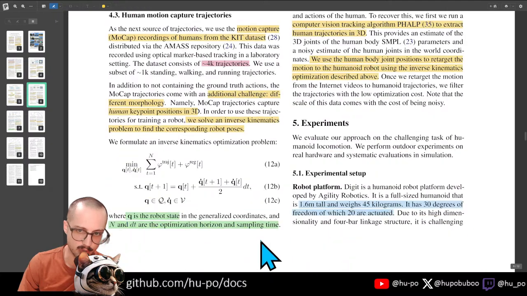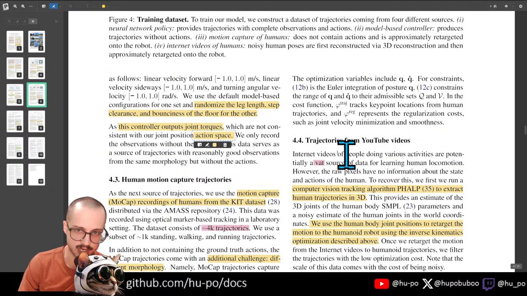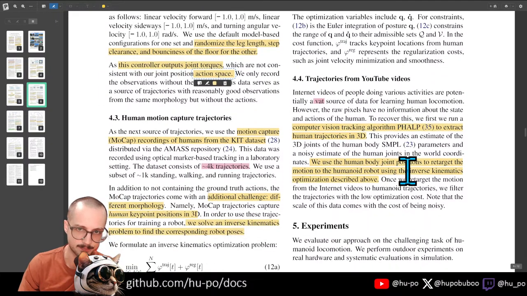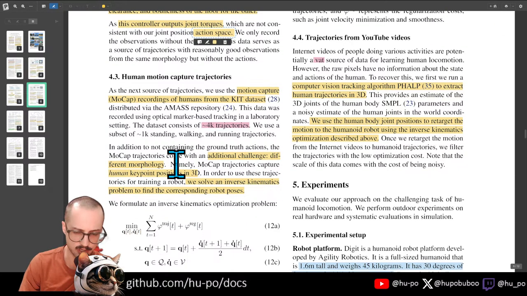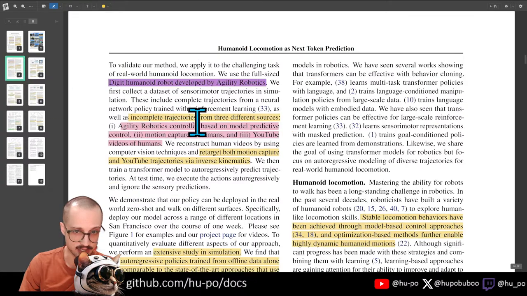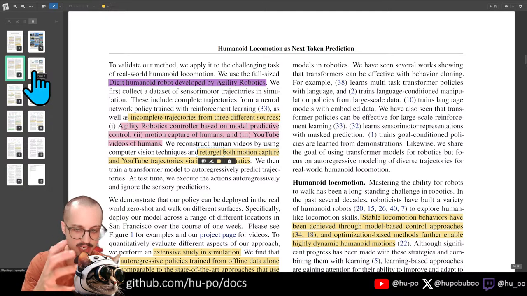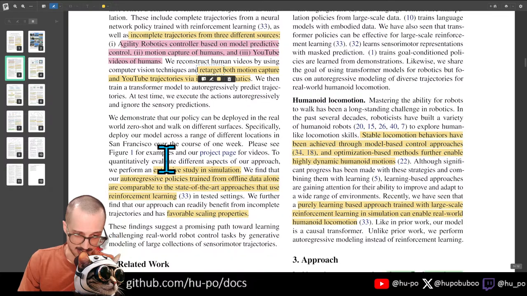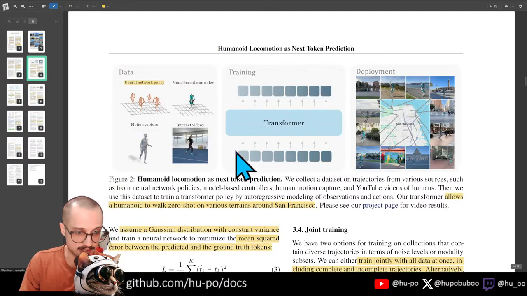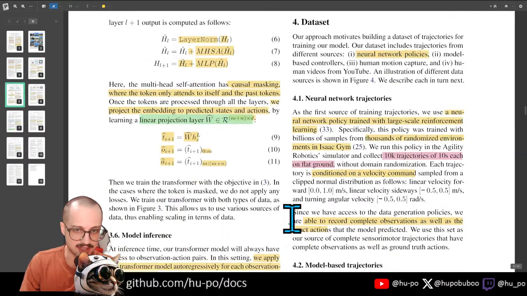But the problem with both of these, the human motion capture and the YouTube videos, is that the human body is different, right? It's a different morphology. So at the very beginning, they talked about this retargeting, right? Retargeting is whenever you take an animation or a motion that's intended for one type of skeleton, and you have to figure out how to apply it to a different type of skeleton. So it's not fun. The way they're doing this is with inverse kinematics.